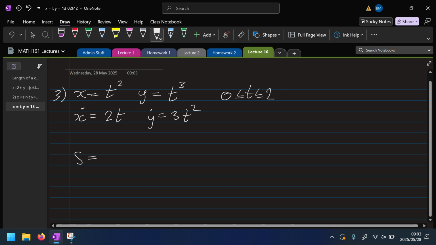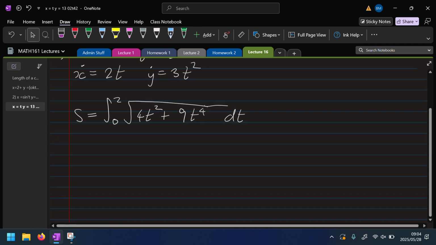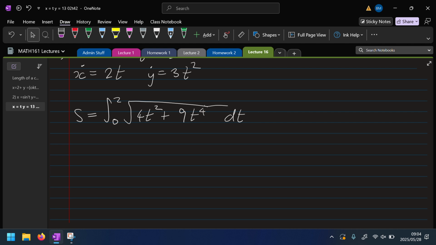Then we substitute into that formula. So s or L, whatever you want, is equal to the integral from 0 to 2 of the square root of x dot squared, so that's 4t squared, plus y dot squared, so that's 9t to the 4. So 9 times t to the 4. And here we want to do the integral.